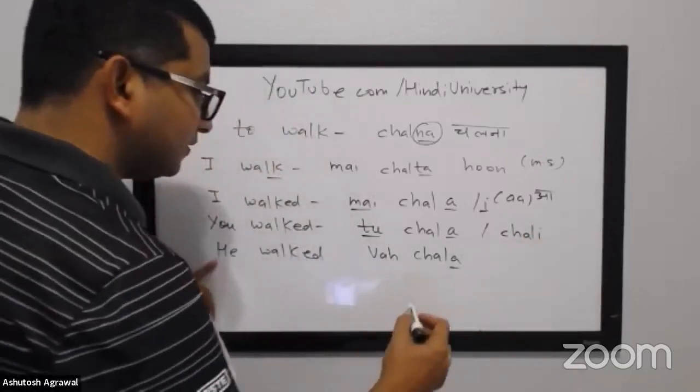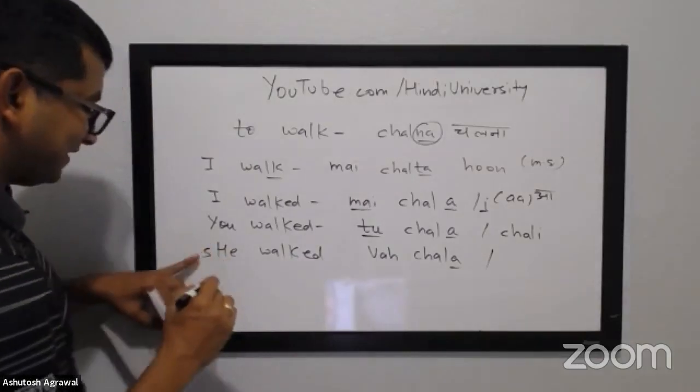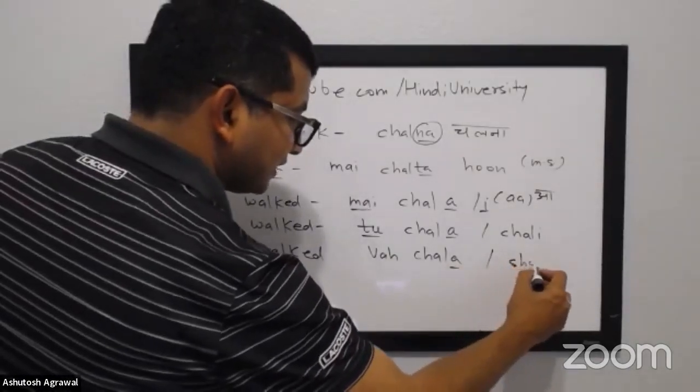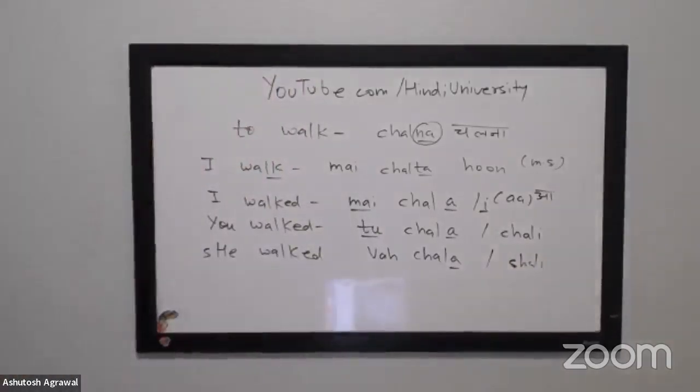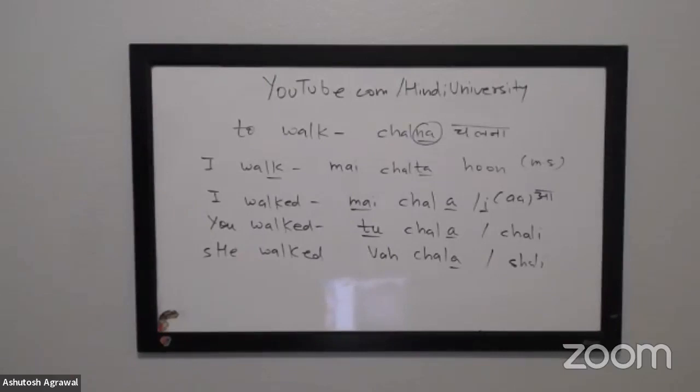Okay. And then this one, वह. Vah chali. Yeah, vah, she, vah chali. Very good, right? Vah chali. So we did both the male and the female. Okay. Vah chali.